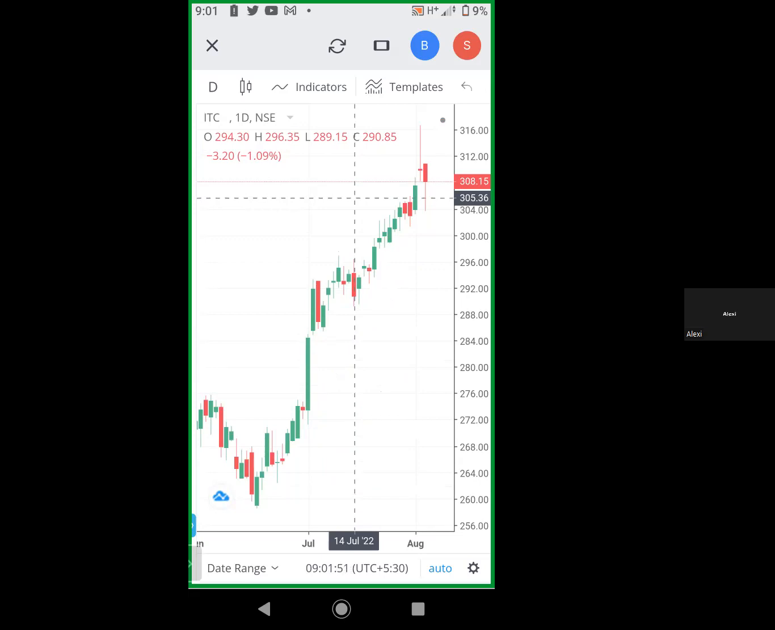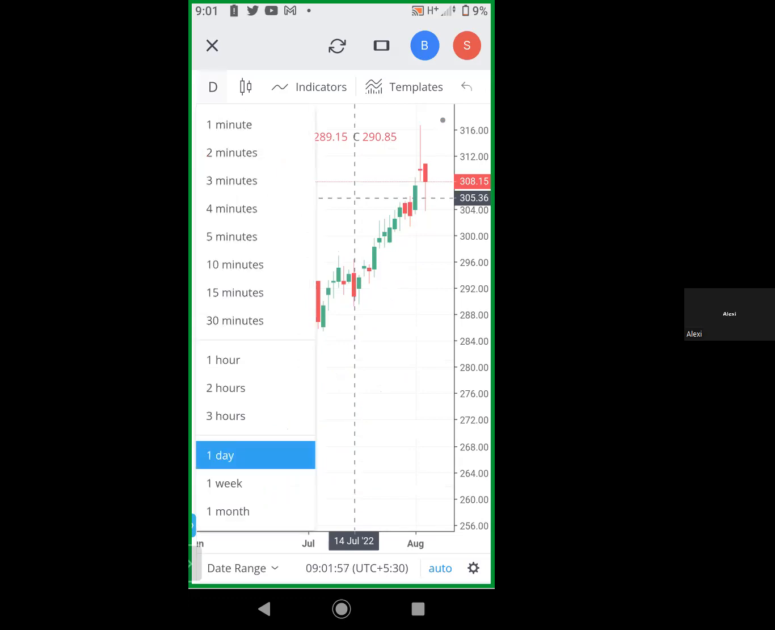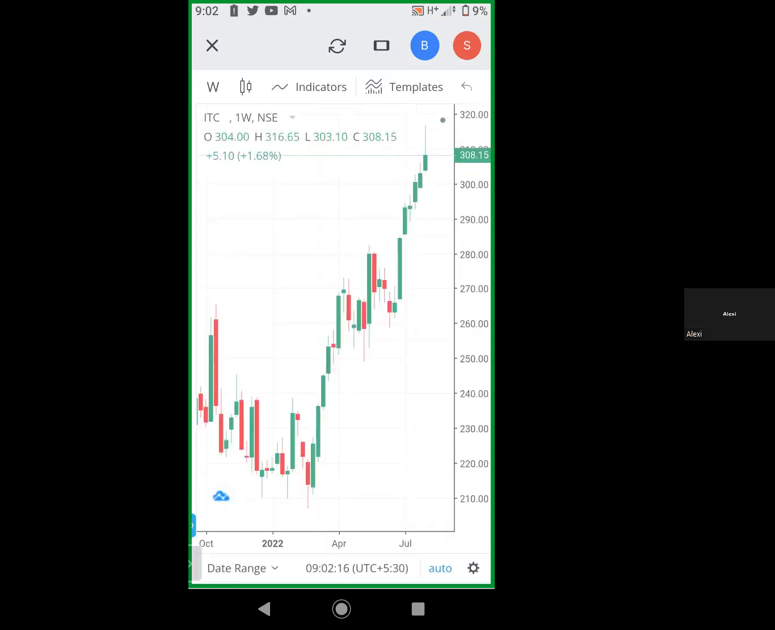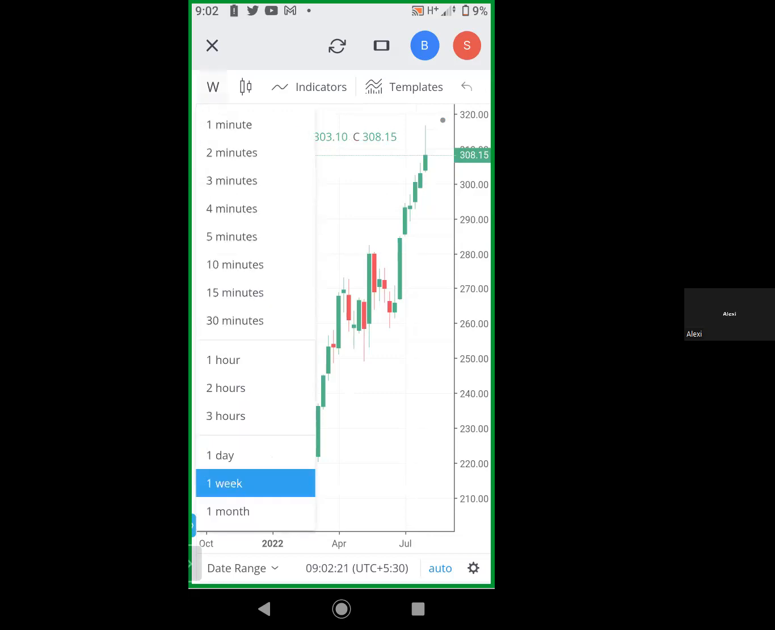I'll begin with the top. On the top left-hand corner, you see the D. I clicked on the D, and a drop-down menu shows up. The D shows that it is a daily chart. You can select 1 minute, 2 minutes. If I select the 1 week chart, instead of the D, it will show you the W. Now I'm going back to the 1 day chart, the D.